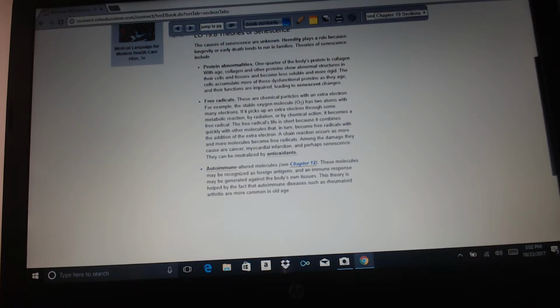Autoimmune, altered molecules. These molecules may be recognized as foreign antigens, and an immune response may be generated against the body's own tissues. This theory is helped by the fact that autoimmune diseases such as rheumatoid arthritis are common in old age.